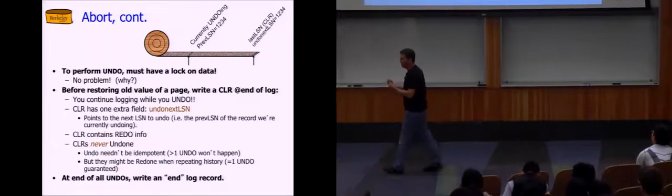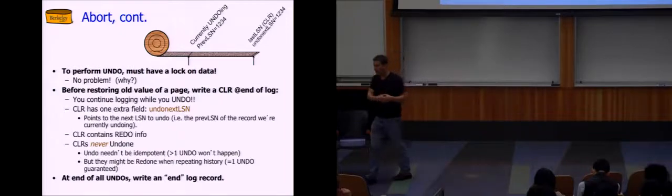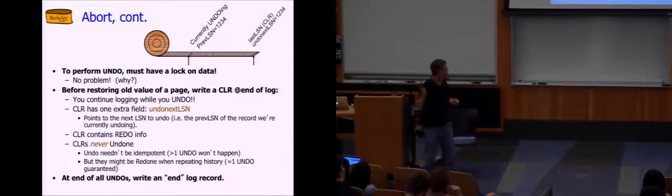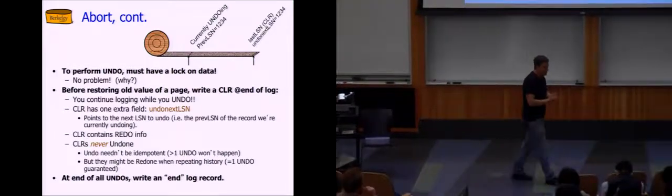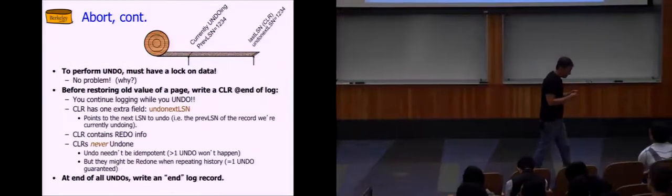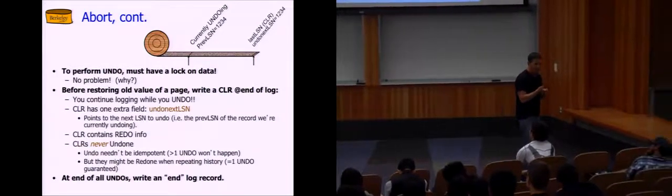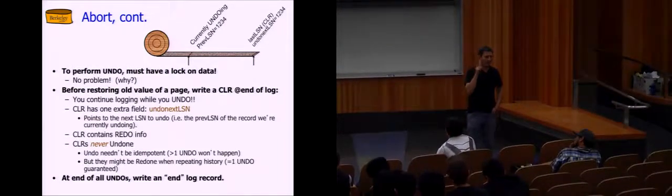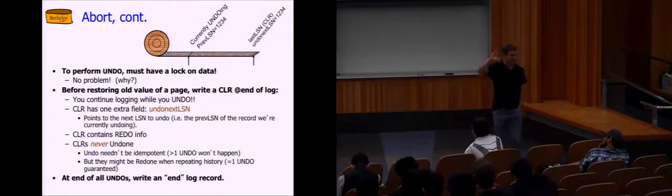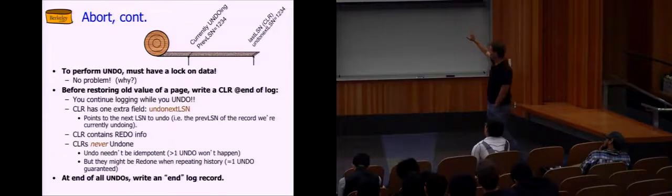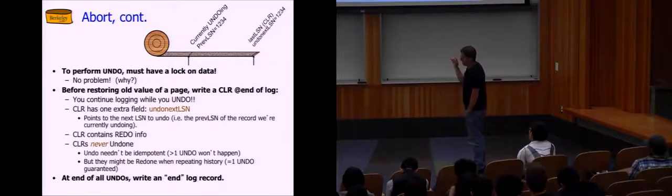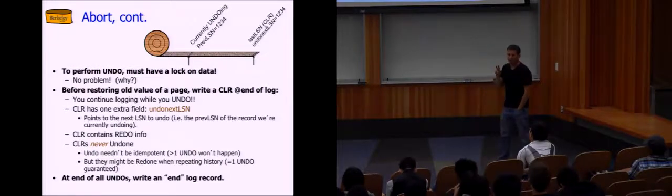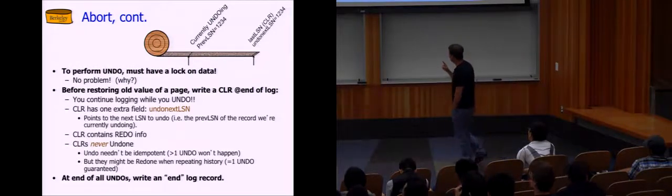You never undo an undo. Because, of course, you want your undos to succeed. So you redo your undos only. So CLRs are never undone. Undo actually doesn't even have to be idempotent. That is to say that if you apply undo twice, it could do the wrong thing. We're going to make sure we apply our undos exactly once in our protocol. Okay? They might get redone when we're repeating history, but it won't have the effect of doing them twice.